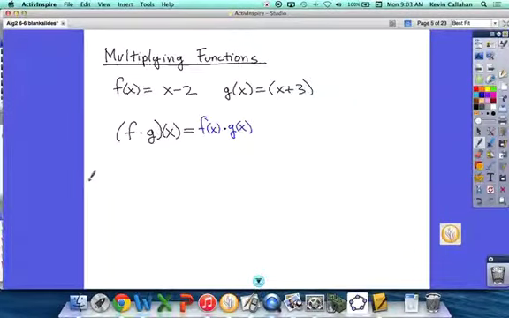And then what do you think we would do from there? Replace each one with what it equals, right? So now we're going to take whatever the f of x equals, and put it in the place of the f of x here. And whatever the g of x equals, we'll put it in the place of the g of x here. What is that going to look like? x minus 2 times x plus 3.